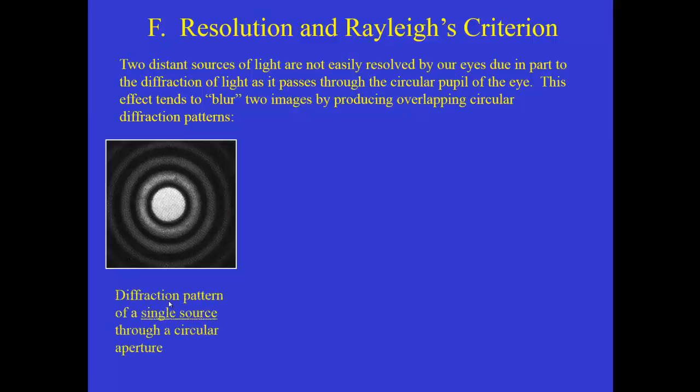Now imagine, by contrast, that you have 2 sources, where the light from both sources comes through your pupil. You would see 2 of these patterns.